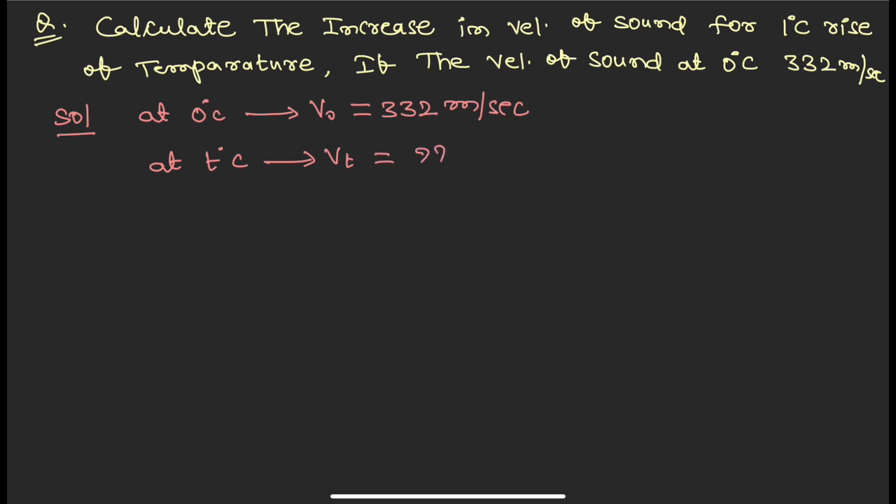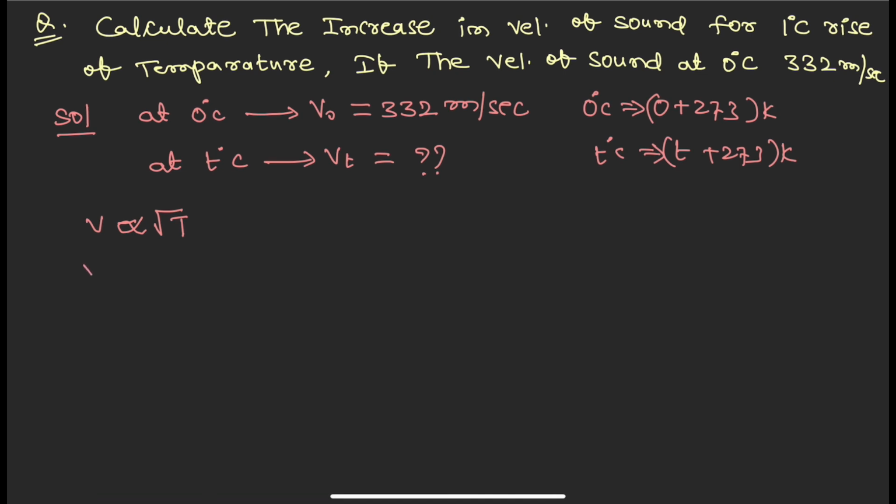So what will be this Vt? The condition is that V is directly proportional to square root of T. Here 0 degree Celsius means 0 plus 273 Kelvin, and T degree Celsius means T plus 273 Kelvin. So now V1 by V2 is equal to square root of T1 by T2.